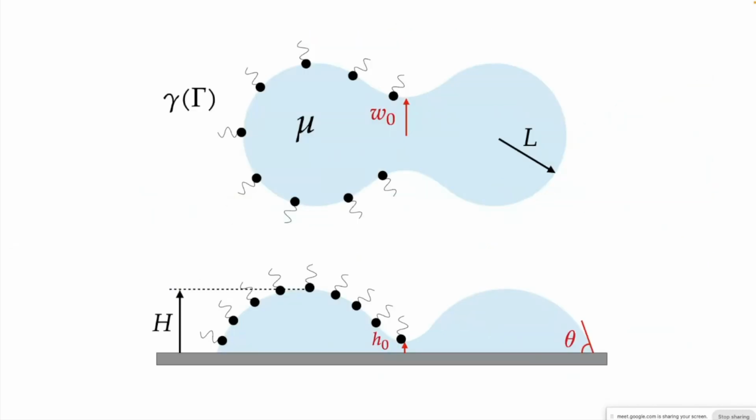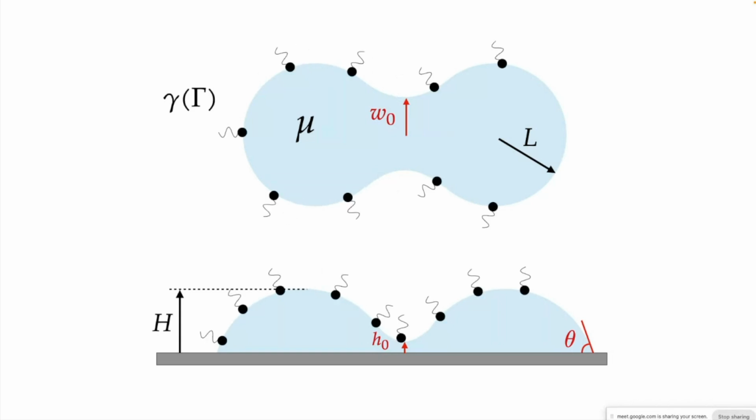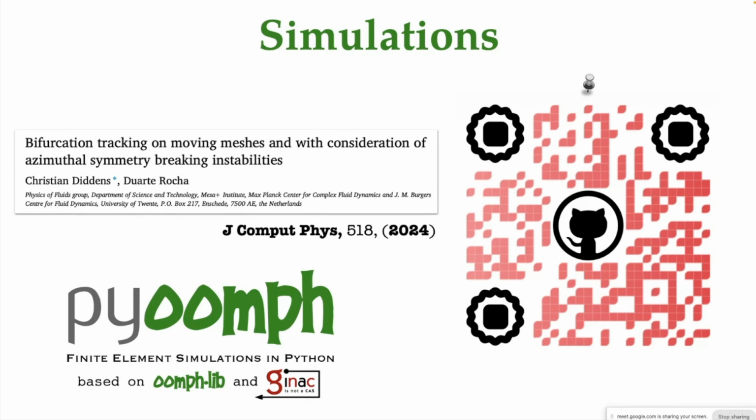Back to the setup. On my left drop, I have surfactants, so it's a dirty drop. On the right, I have a clean drop. When you have surfactants, they adsorb on the interface, and they diffuse with a diffusion coefficient of Ds. What is also in this talk is the numerical framework and the simulations that I use. I use a finite element code developed by Crystal and Duarte, and all the codes are openly available on GitHub, so you can always scan them.